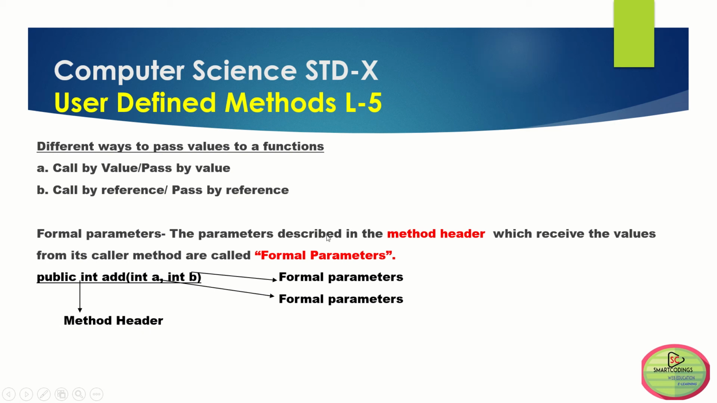So the parameters described in the method header, this entire line, receive the values from its caller method. Okay, from which method is it being called? It is called from the main method. So the caller method is the main method, right? Now the add method is being called. Now inside this method with the add method header, int a and int b are called formal parameters. Clear? Now let us move on to the next topic.